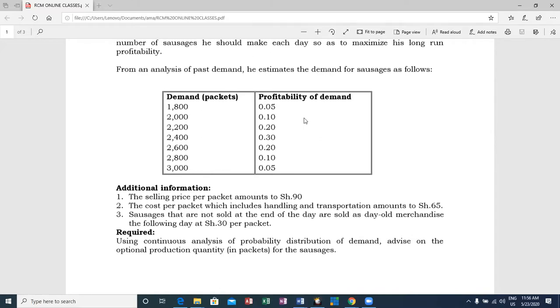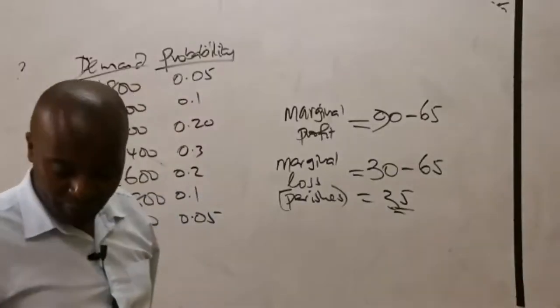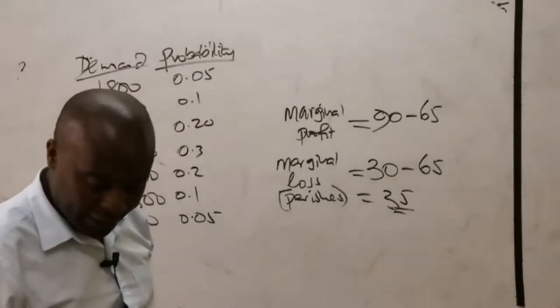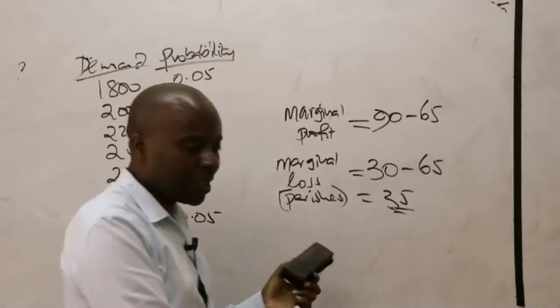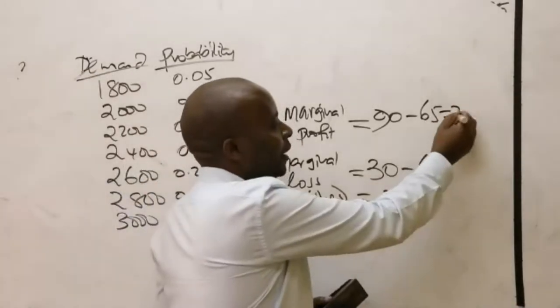Now, if it's marginal analysis, after I've gotten the marginal profit and the marginal loss, the next thing will be for us to define probability of success. The third step, you define probability of success. So come and give us 90 minus 65. You need to have given me this figure. 90 minus 65 gives us what here? 25.